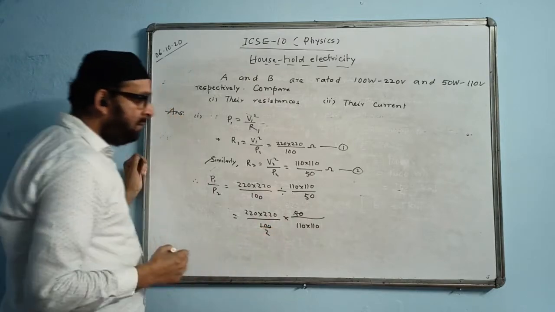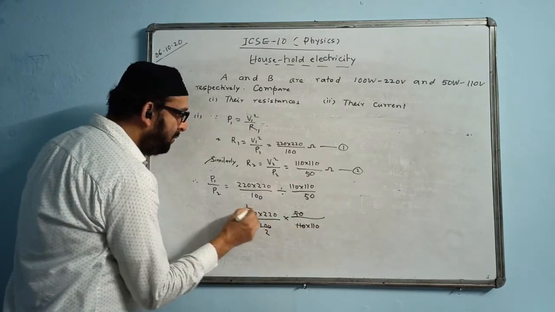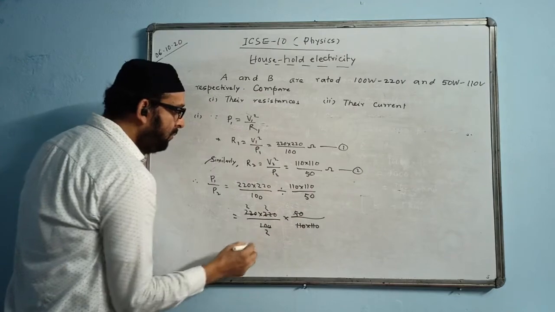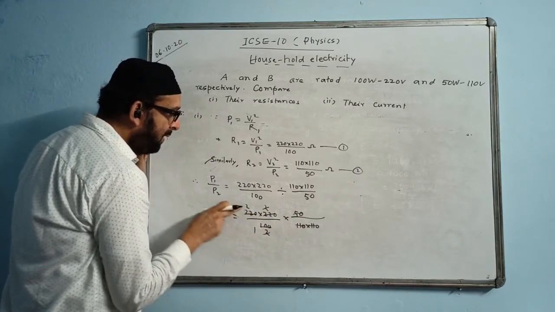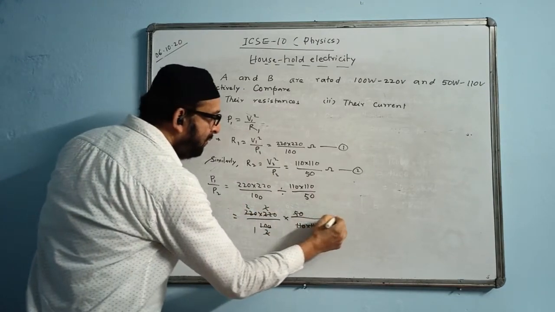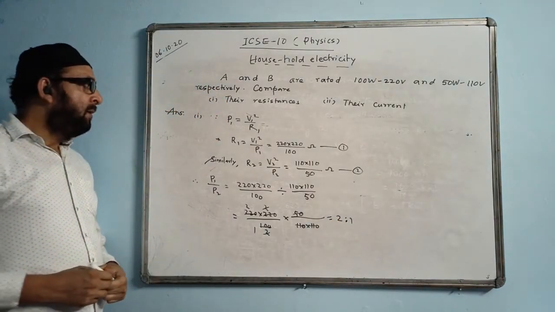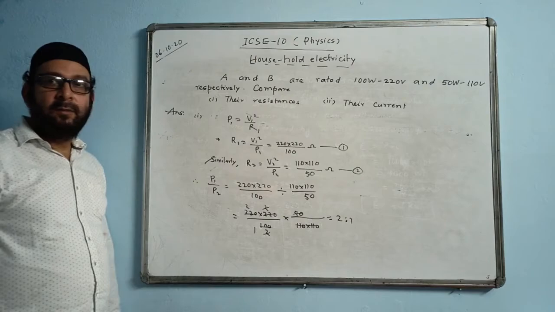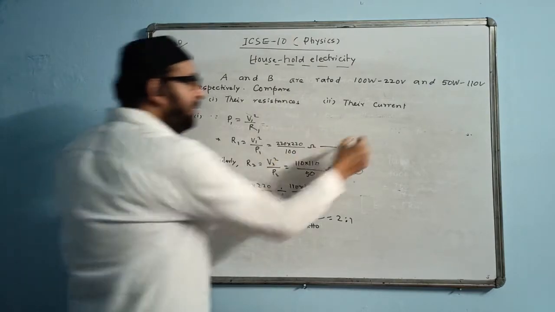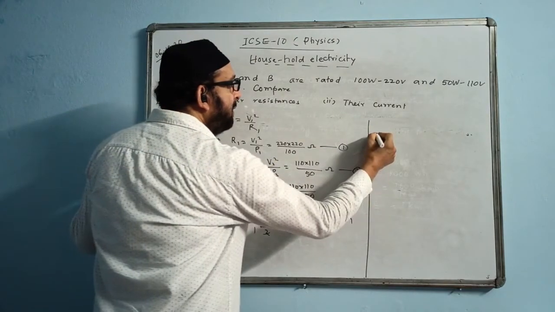50 2 times will cut, 110 2 times will go, 110 2 times will go, 2 and 2 will cut. We have the answer to be 2 by 1. We can write the answer as 2 is to 1. That is the answer for case 1, the first case. Now the second case, we are doing it here.